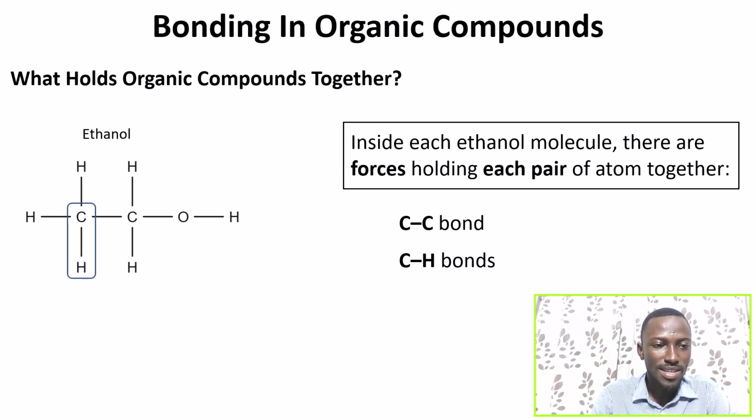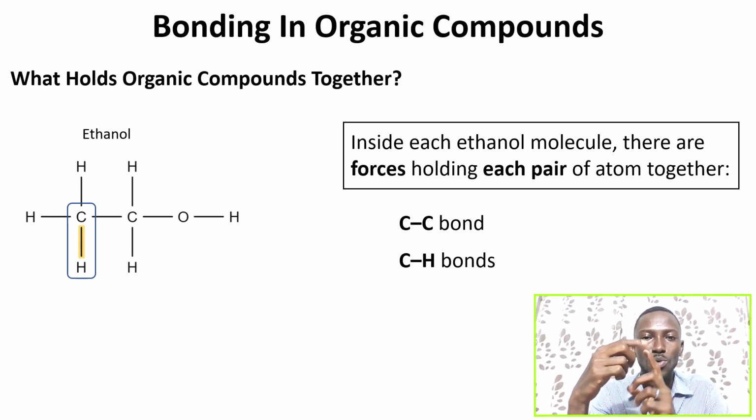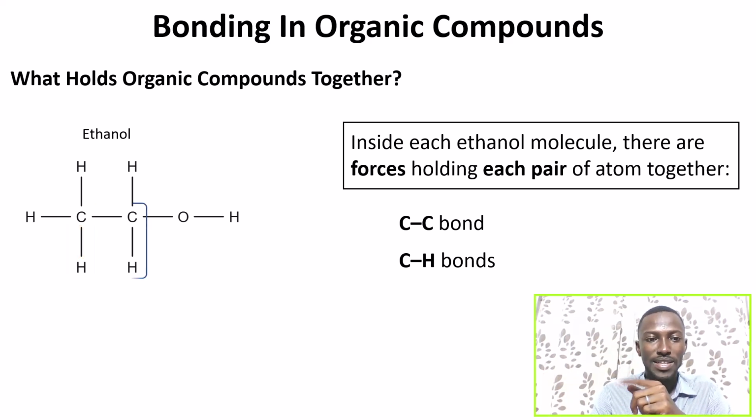We have the first one here, and this black line represents the force holding the carbon-hydrogen atoms. That's one carbon-hydrogen bond. Then the next carbon-hydrogen bond, and the black line also represents the force. And I think we have the third. Then we have a fourth carbon-hydrogen bond, and the fifth carbon-hydrogen bond. So in total, I have 5 carbon-hydrogen bonds in ethanol. And between each of them, there is that line representing the force or the bond holding them.